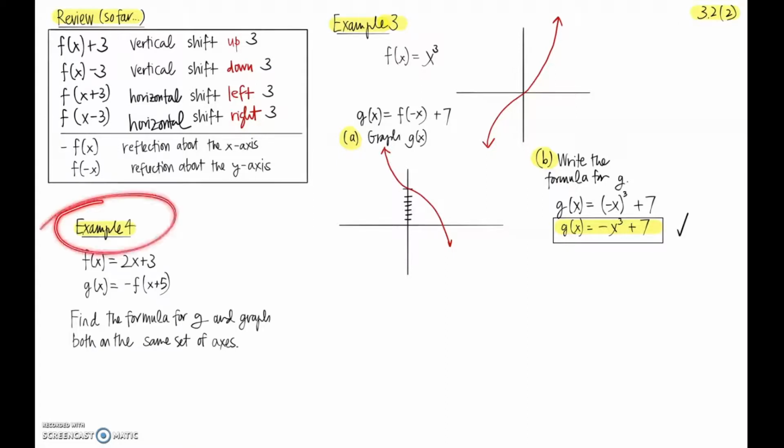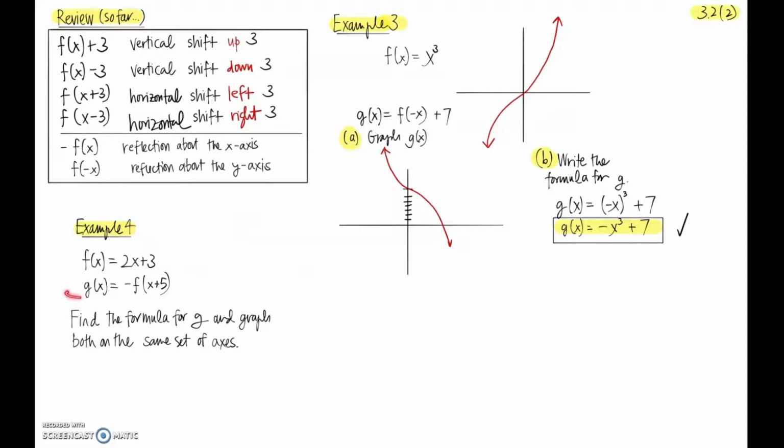Our next example, we've got this sort of parent function f of x equals 2x plus 3. And already in your head, you know what this looks like. This is the form of a linear function. So it's going to be a line with slope 2 and a y-intercept 3. So we can already kind of sketch out what that will look like. It'll be something like that.